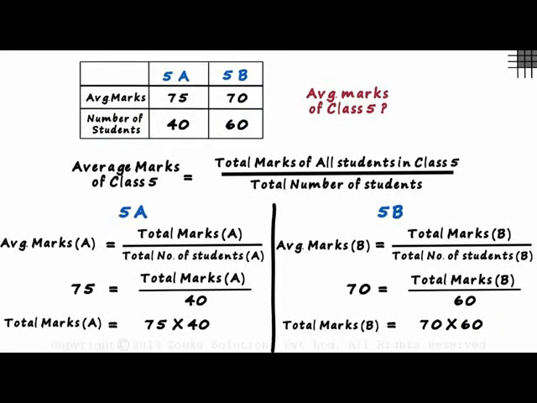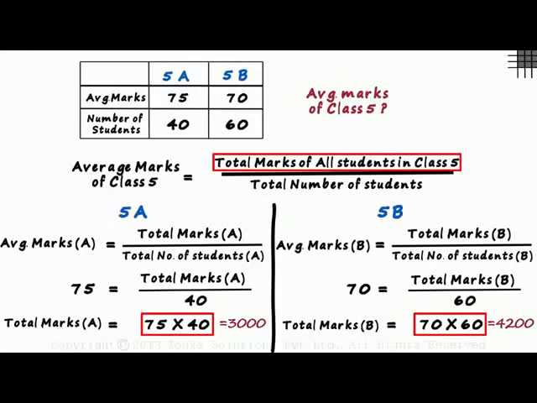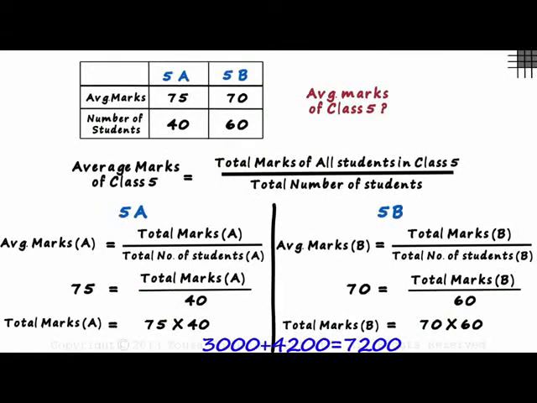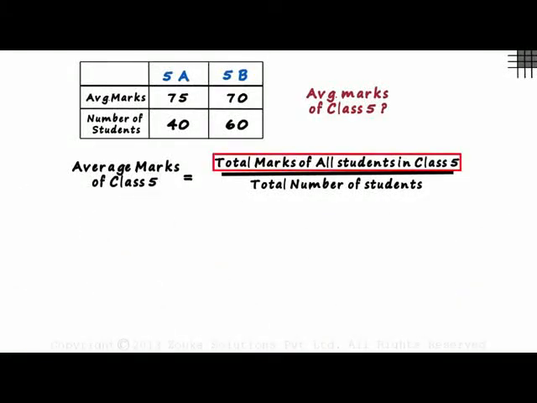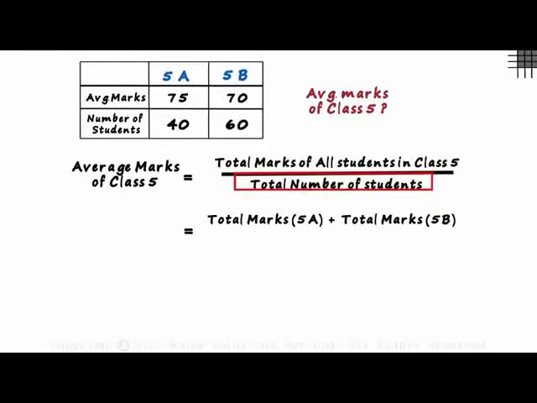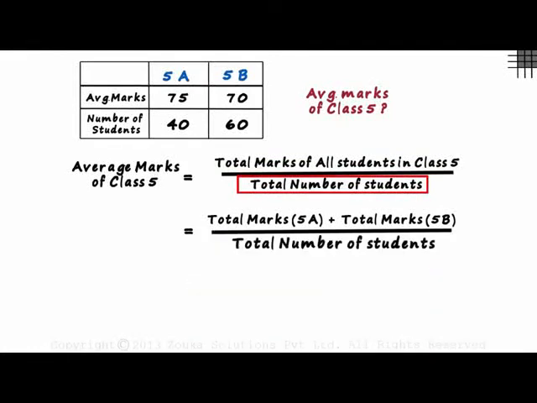Why did we find these two values? It's simple. The sum of the total marks in 5A and the total marks of 5B will be equal to the total marks of students in class 5, which is something we do not have. Let me erase this part. The numerator can be written as the total mark of class 5A plus the total marks of class 5B. The denominator is written as this.